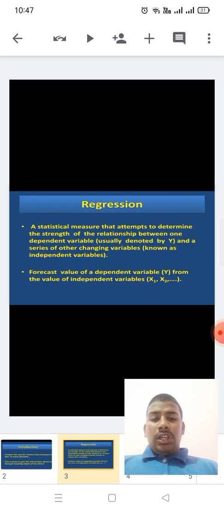Regression is a statistical measure that attempts to determine the strength of the relationship between one dependent variable, usually denoted by y, and a series of other changing variables known as independent variables. It forecasts the value of the dependent variable y from the values of the independent variables x1, x2, and so on.